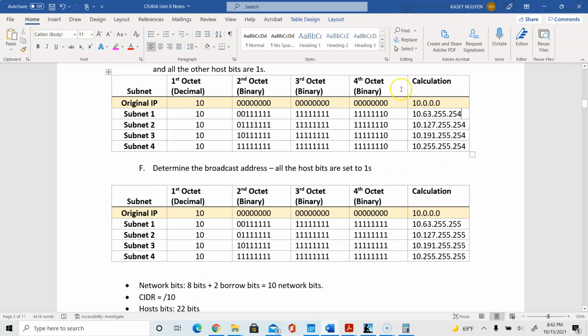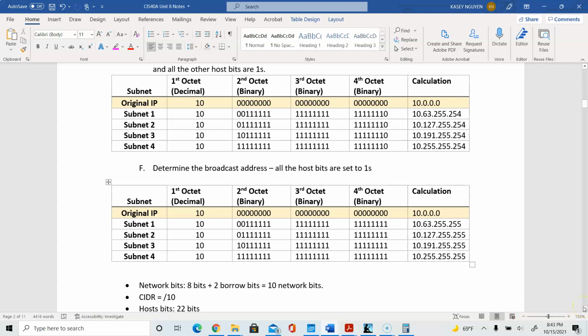The difference between the last usable address and the broadcast address is that the most right-hand side bit is also going to be on. So we're going to put everything to the right to be 1. And so you would have subnet 1 is this. Subnet 2 is 10.127.255.255. Subnet 3 is 10.191.255.255. And then subnet 4 is 10.255.255.255.